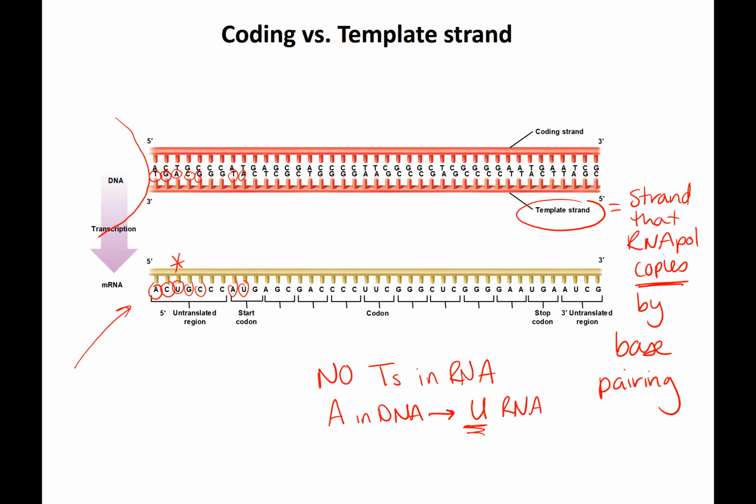So if you were able to cut and paste these, you would see that this one lays right on top of that one. It base pairs nicely. The strand that RNA polymerase does not copy is called the coding strand.